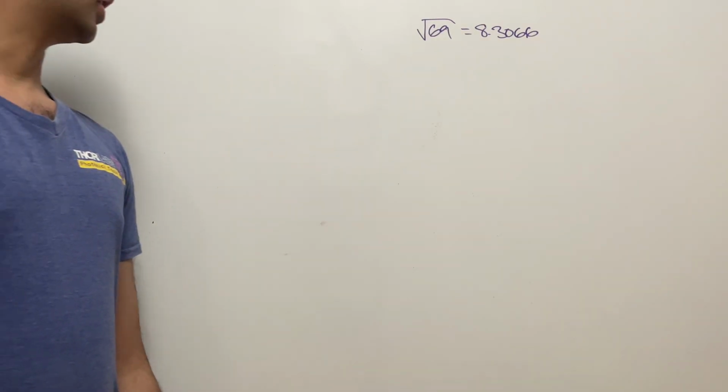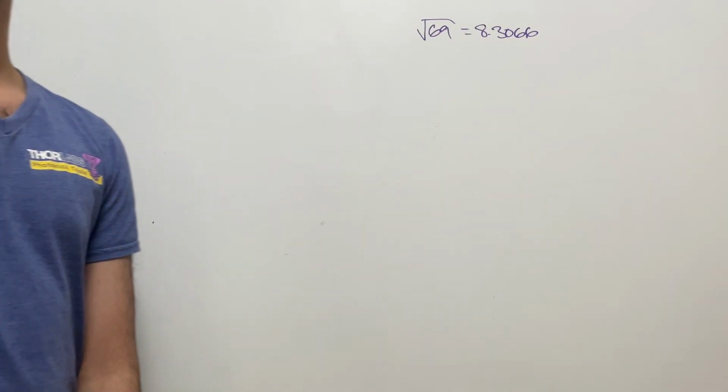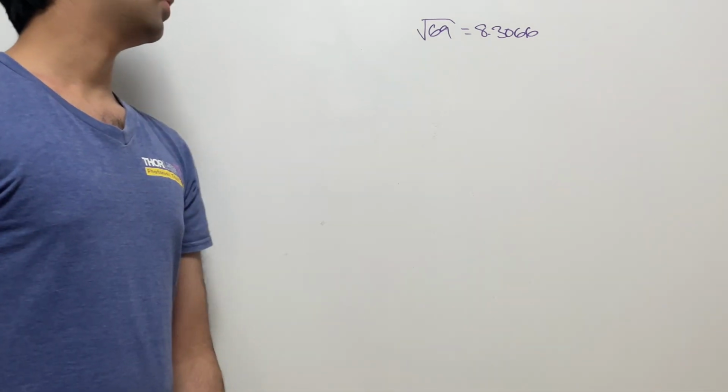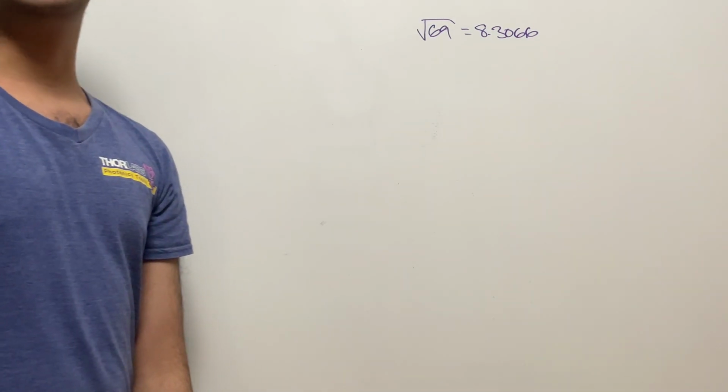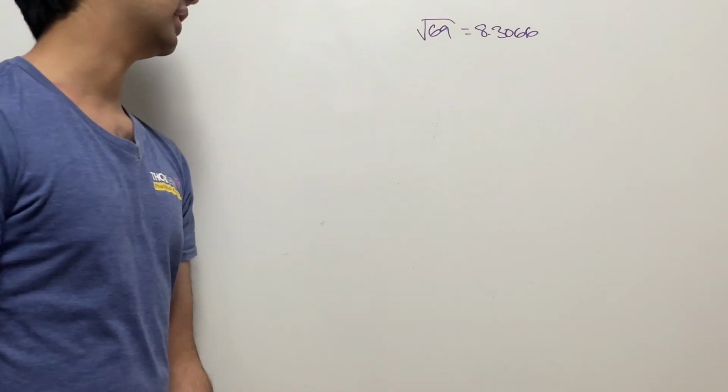Let's suppose that I wanted to calculate the square root of 69. The calculator says it's 8.3066, but let's suppose that we didn't have a calculator. So how would we calculate it?